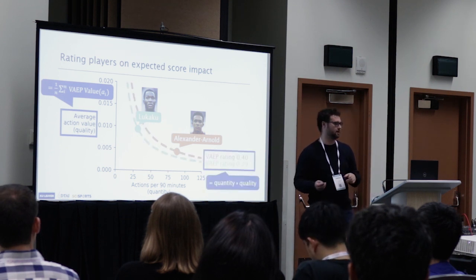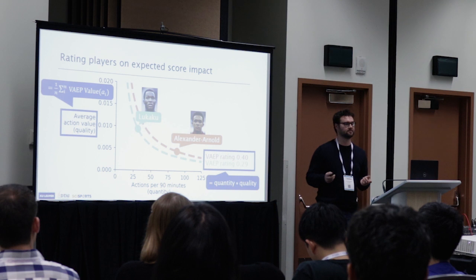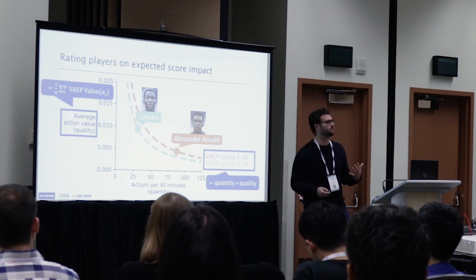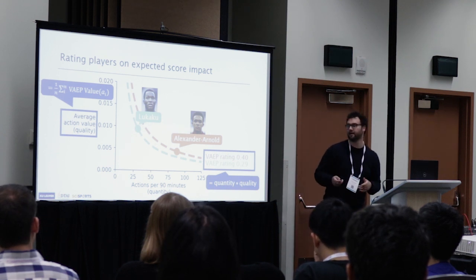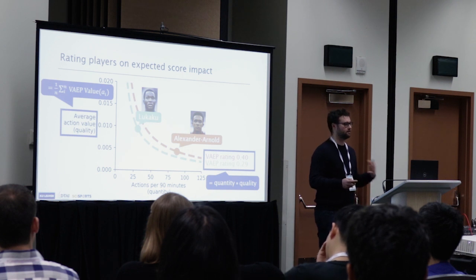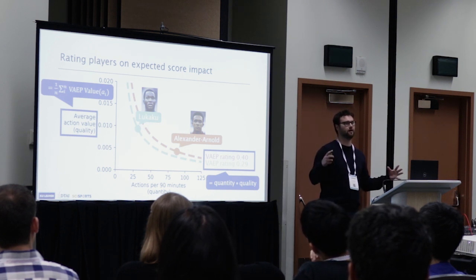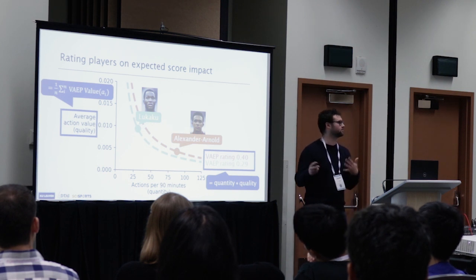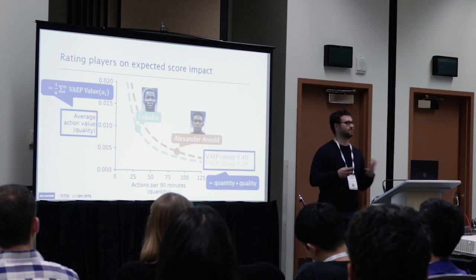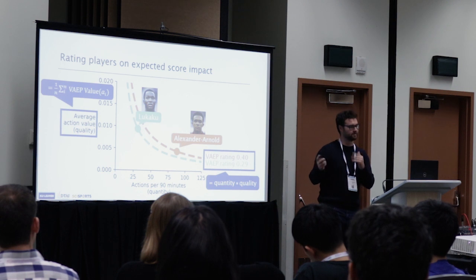And so this multiplication is what we call VAEP ratings, which is the name of our framework. And here we see that on average, Alexander-Arnold, even though he's a defender, is more useful to your team to have than Lukaku. So if you ever get a choice between those two, you should pick Alexander-Arnold.